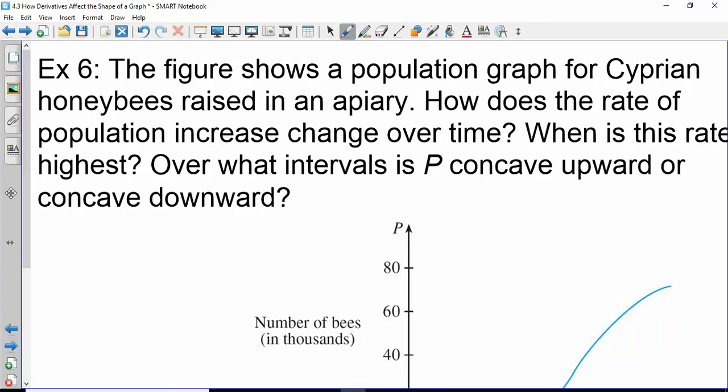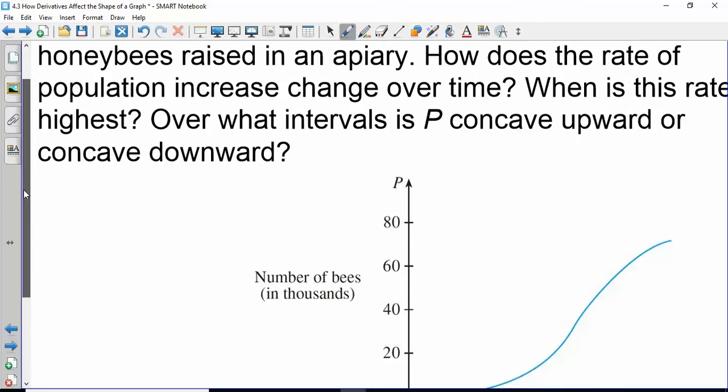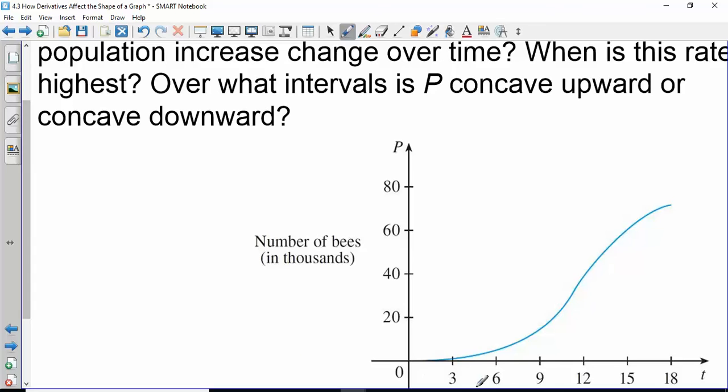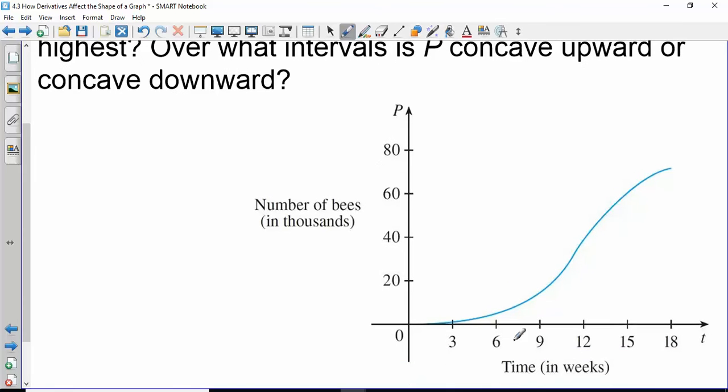Let's look at this example. This figure shows a population of honeybees. I want to know how the population rate increases over time. So we look at this. The x-axis here is our time, the y-axis is the number. So we can see the population is going up, the number of bees is going up. But how does the rate of that increase change? Like at the beginning, they're going up. Are they going up quickly? No. So it's a slow increase at the beginning.